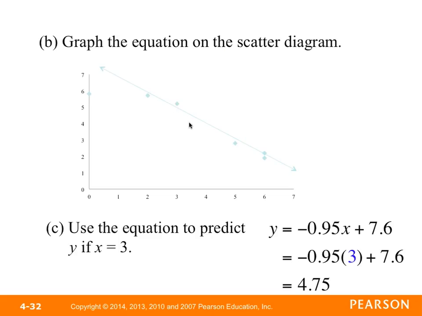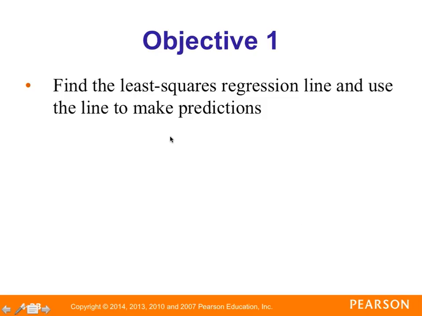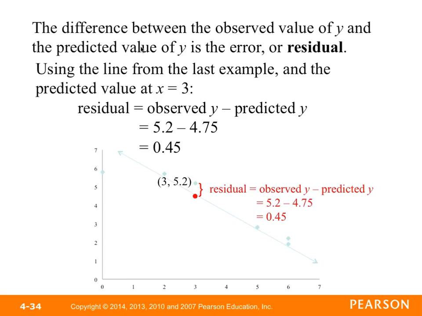Now, this is a line, and it fits our data, but it's not the best fit line. What we're actually going to find is something called the least squares regression line, which is a better line that can be used to make predictions. The difference between an observed value of y and a predicted value of y is called the error or the residual. If we take what we observed and subtract the predicted, we're left with some kind of residual between these two.